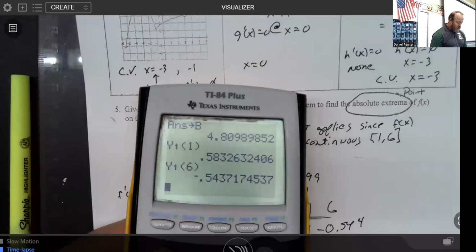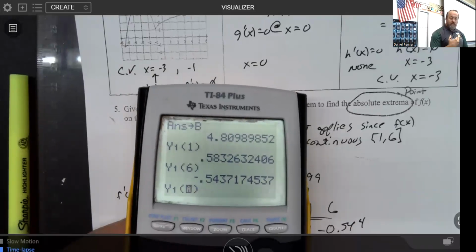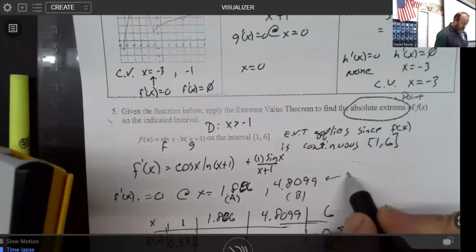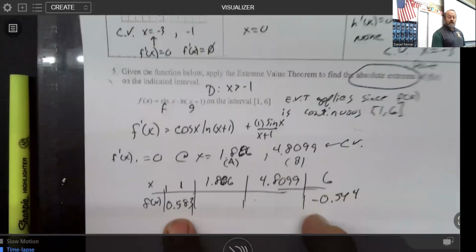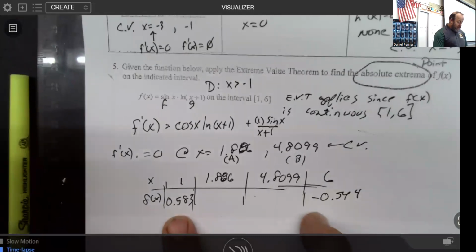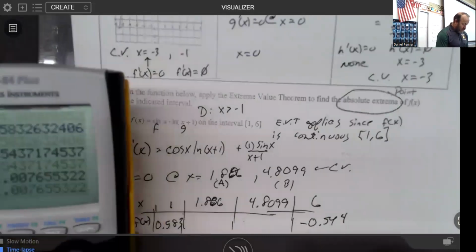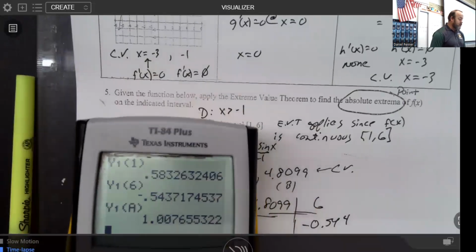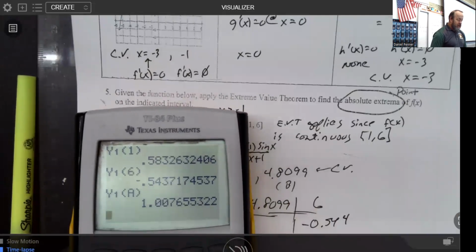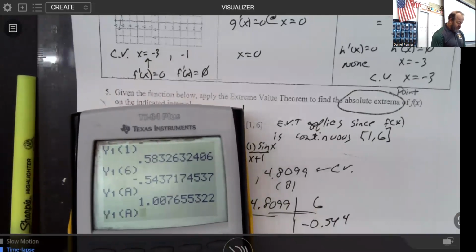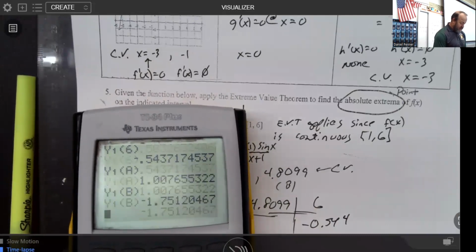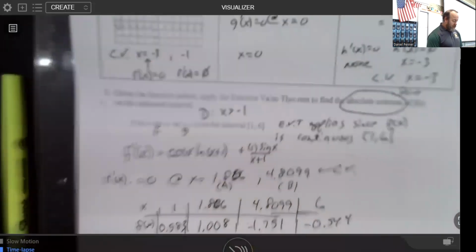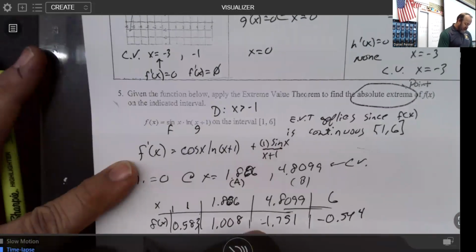Let's go ahead and do y1 of alpha A. Now again, those are my critical values. These two right here were my critical values. These were my endpoints, which I had to consider because of the EVT. Y1 of alpha A was 1.008. And last but not least, I tried y1 of alpha B, and I got negative 1.751.